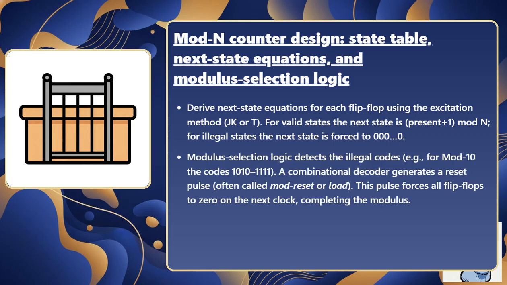Modulus selection logic detects the illegal codes, for example, for mod 10, the codes 1010 through 1111. A combinational decoder generates a reset pulse, often called mod reset or load. This pulse forces all flip-flops to 0 on the next clock, completing the modulus.